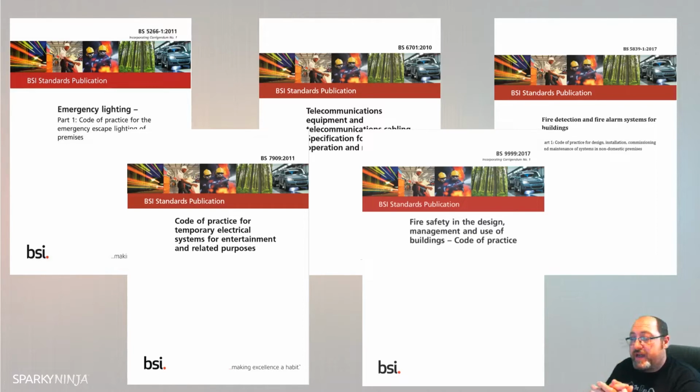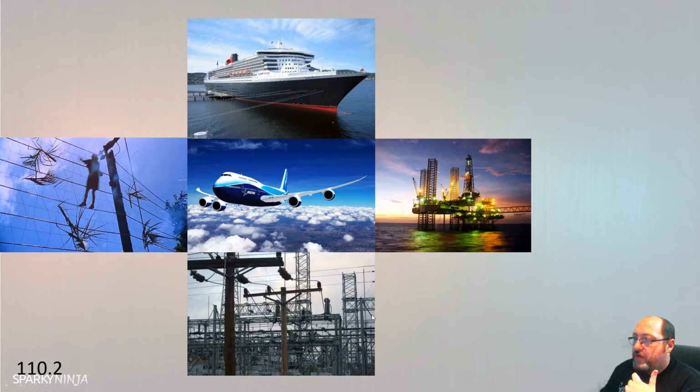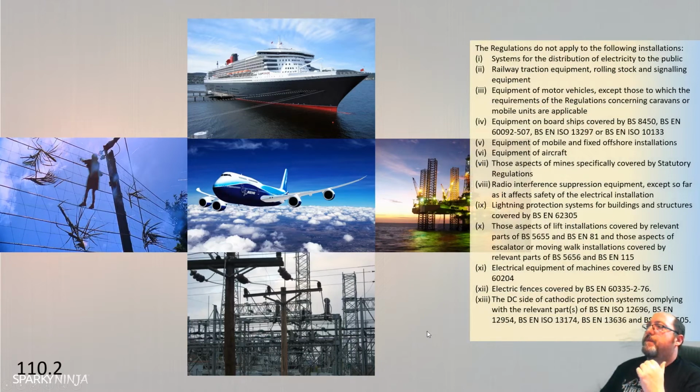They're supporting it. Okay, so we had the inclusion of scope. We then need an exclusion. So that's 110.2. What types of system are not included? So we've got distribution for electricity to the public. We commonly refer to that as ESQCR, the Electricity Safety Quality Continuity Regulations.